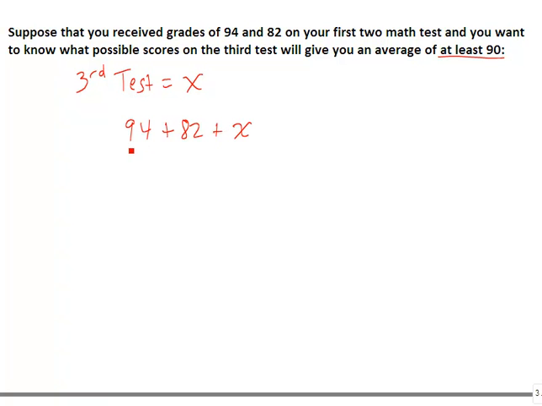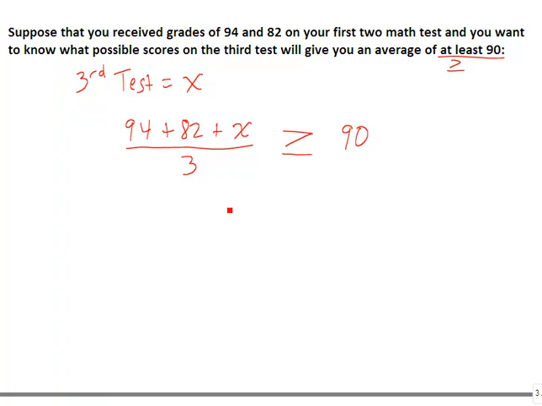There's 3 tests. I'm going to add them up and divide by 3 to get the average, and we want that average to be at least 90. So what inequality do you think it should be if I want at least 90? Well, that means it could be either greater than 90 or it could even equal 90. So at least means greater than or equal to. So this is the inequality that I need to solve.